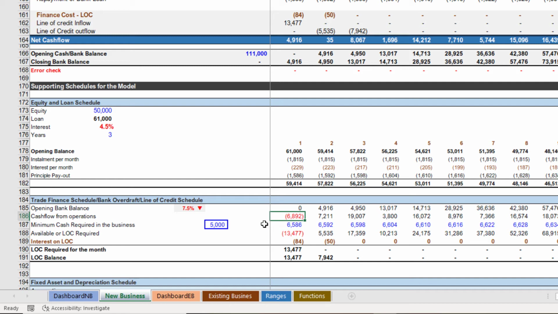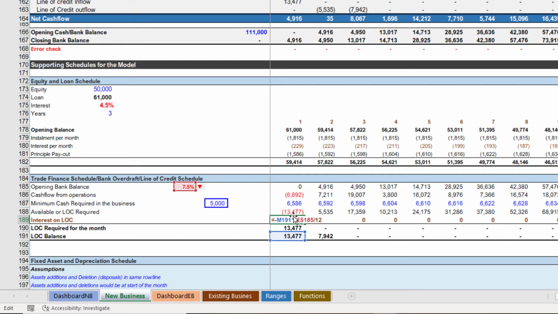So we got negative 6892 from our business operation, usual operation, but we needed 6586 as our minimum cash requirement for the month. So total requirement for us would be this plus this. So this is doing a minus here in the formula. So here we are needing 13,471. It is the summation of these two amounts, and based on that we are having interest.